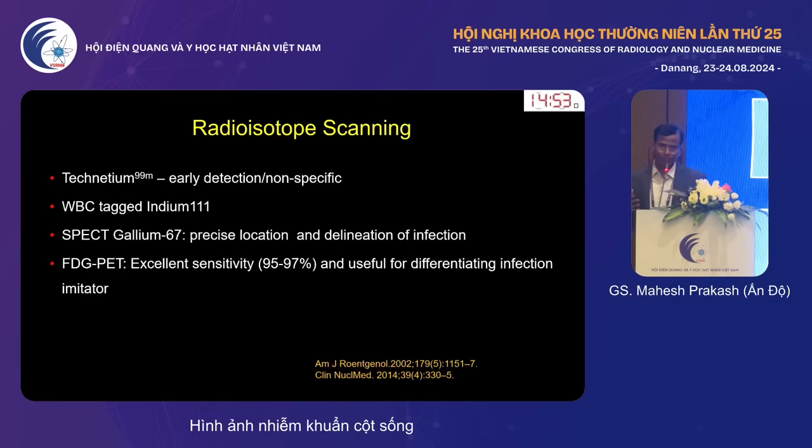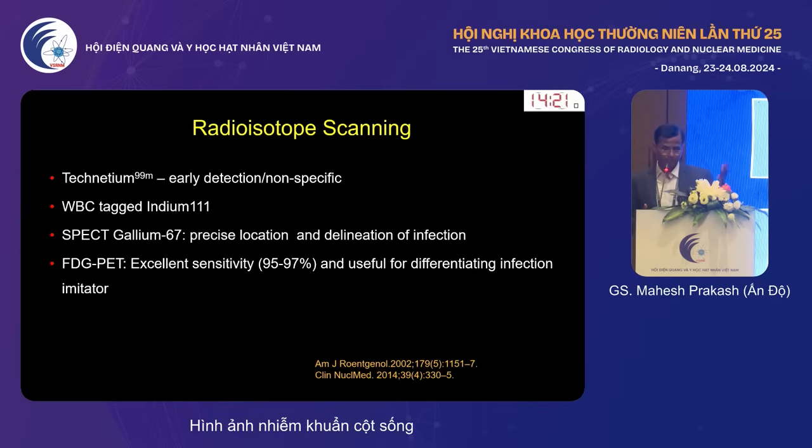What is the role of radioisotope or nuclear medicine? WBC-tagged indium and SPECT images with gallium-67 are useful for infections, and nowadays, because of the availability of PET-CT scan, it can provide so much sensitivity, up to 95 to 97%. Whenever it is available in a hospital, people are not afraid to use it.